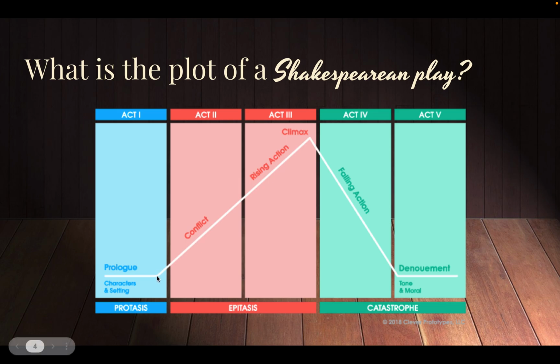Especially once they find out that they are from rival families. That's going to kickstart our action. And then our rising action is going to escalate the conflict through Act 2 and continue to escalate the conflict through Act 3. This is called the epitasis. We would call this in fiction the rising action, right?